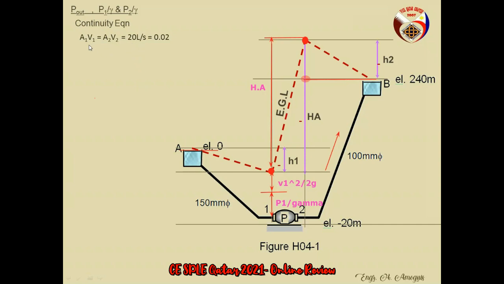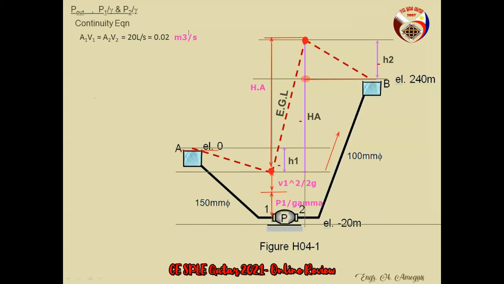Di ba? Yung Q is 20 liters per second, and the conversion is 1,000 liters is 1 cubic meter. So, what is this 0.02? So this is cubic meter per second, no? So ayan yung unit ng 0.02. So yung diameter ng 1 is 0.15, diameter ng 2 is 0.1.